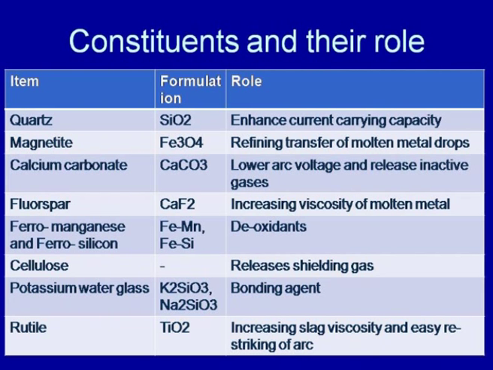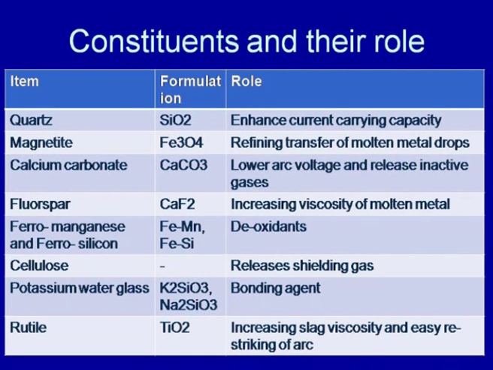Say for quartz, quartz is used to enhance the current carrying capability of the electrode, while the magnetite is used for refining the transfer of the molten metal drops. The calcium carbonate is used to lower the arc voltage and release the inactive gases. So, decomposition of the calcium carbonate results in the development of the inactive gases which will be forming the cover around the weld pool to protect it from the atmospheric contamination.